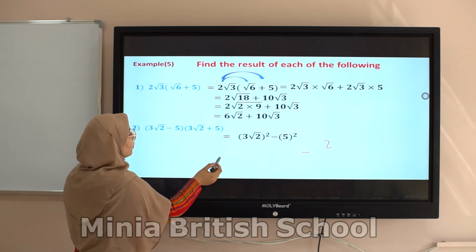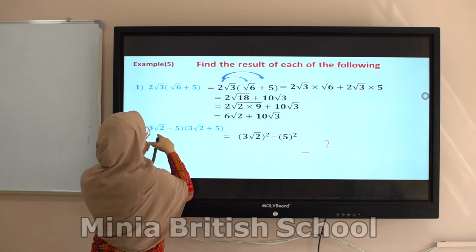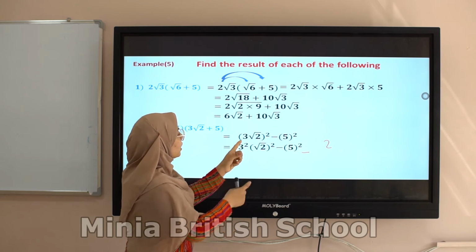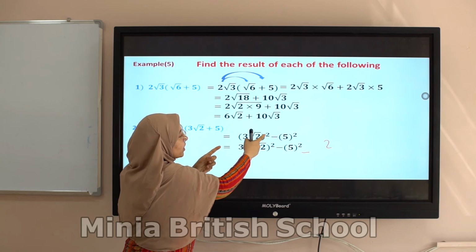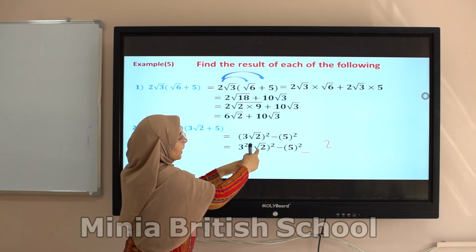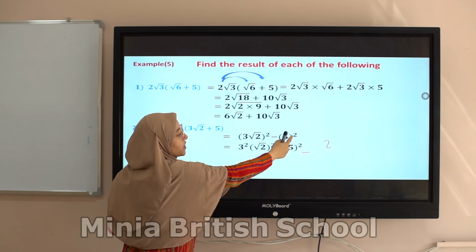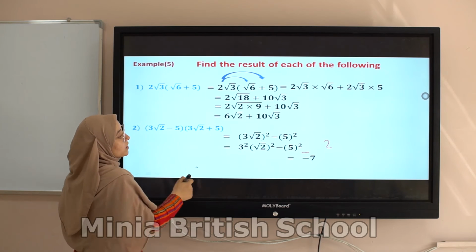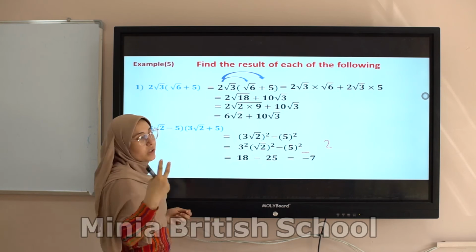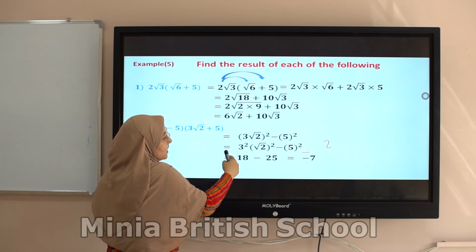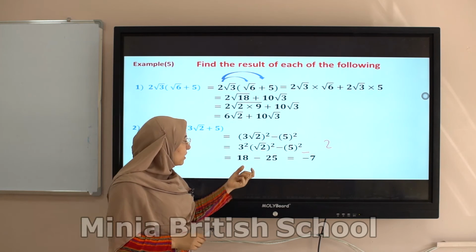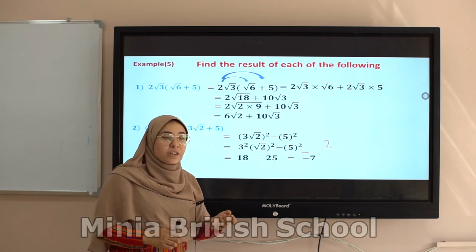So I will find the square of the first number minus the square of the second number, okay? So here I will square the two numbers. So root 3 power 2 and root 2 power 2 minus 5 power 2, okay? So we get 3 power 2 equals 9 and root 2 power 2 equals 2. 2 times 9 equals 18 minus 5 power 2 equals 25. So 18 minus 25 equals negative 7, okay?